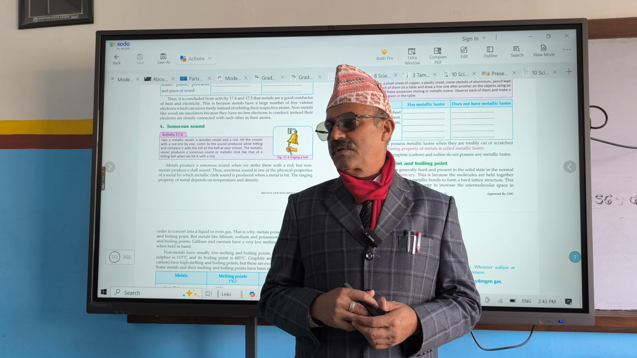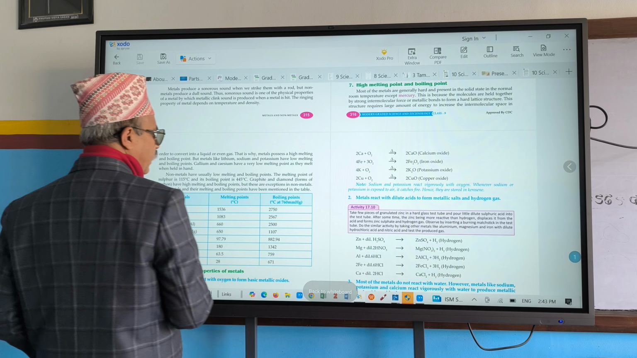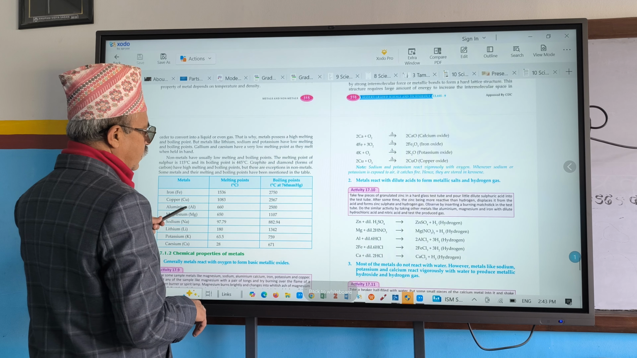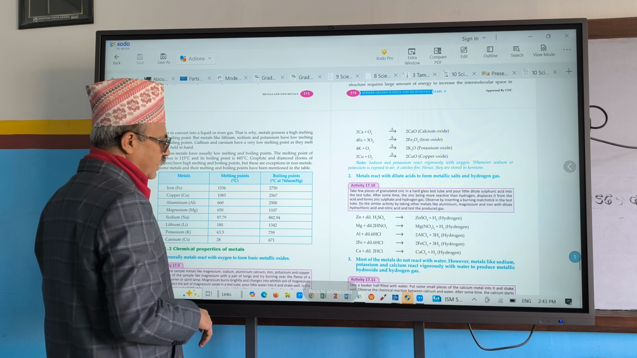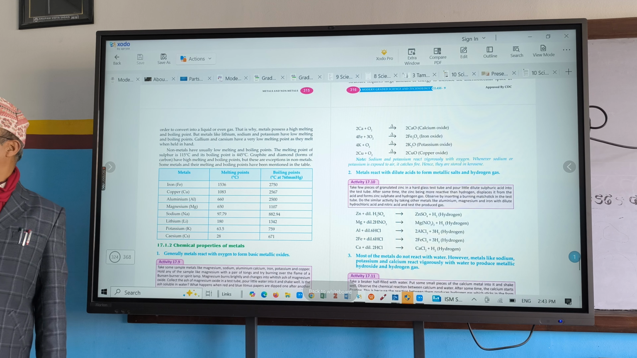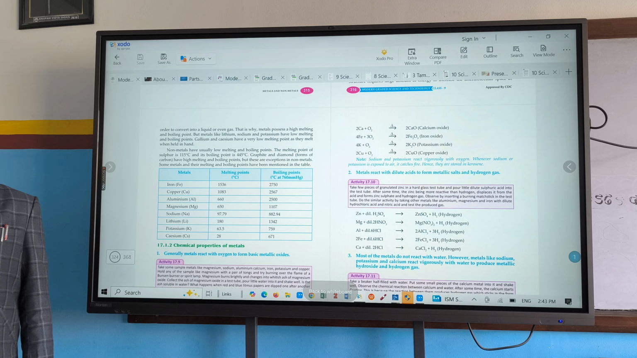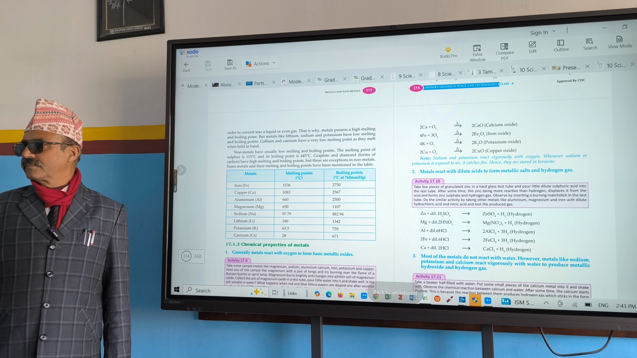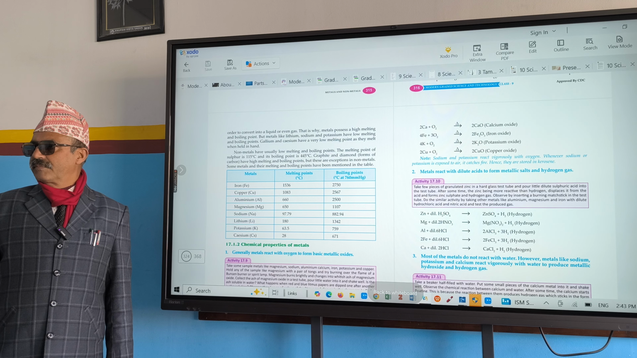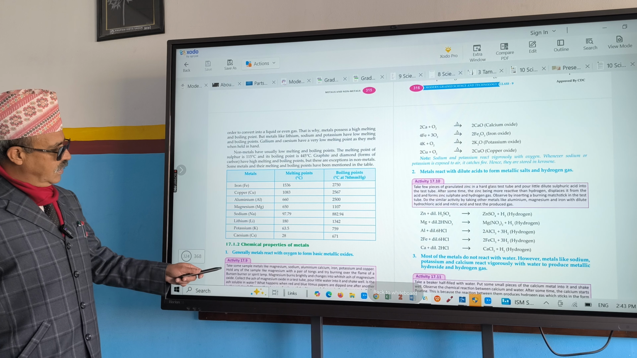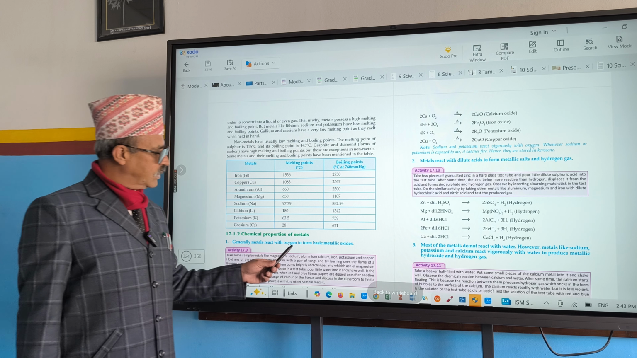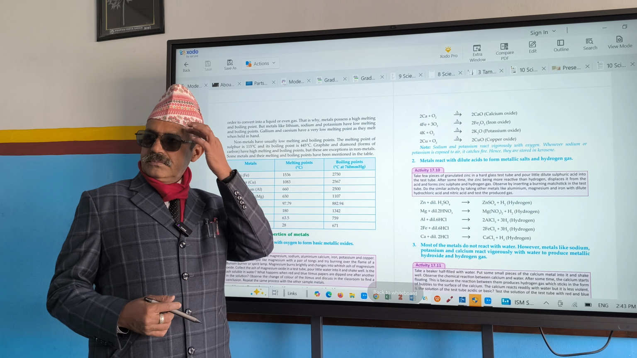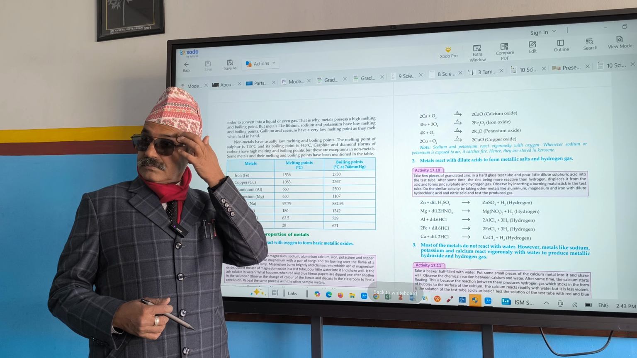Now we are going to discuss the chemical properties of metals. How many chemical properties of metals are there? Seven are given. We have to see the heading. Number one, generally metals react with oxygen to form basic metallic oxides.